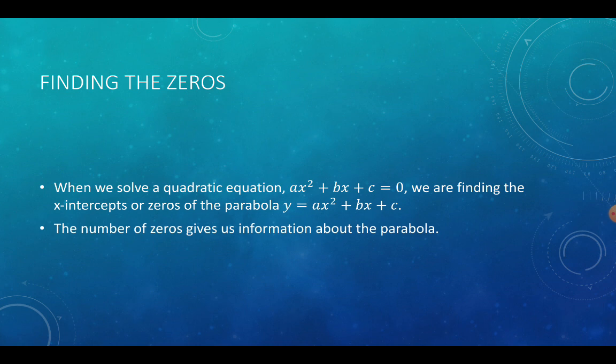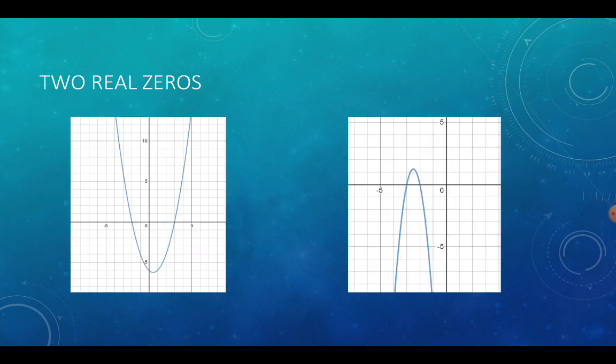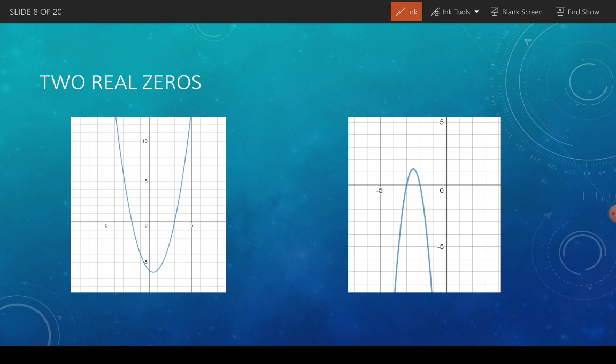Let's start with finding the zeros. So when we solve a quadratic equation like ax squared plus bx plus c equals 0, we are finding the x-intercepts, or the zeros of the parabola y equals ax squared plus bx plus c. The number of zeros that we find gives us information about the parabola. So for example, if I have 2 real zeros, so if I have 2 x values in my final answer, what that means is that the parabola is crossing the x-axis at 2 places.